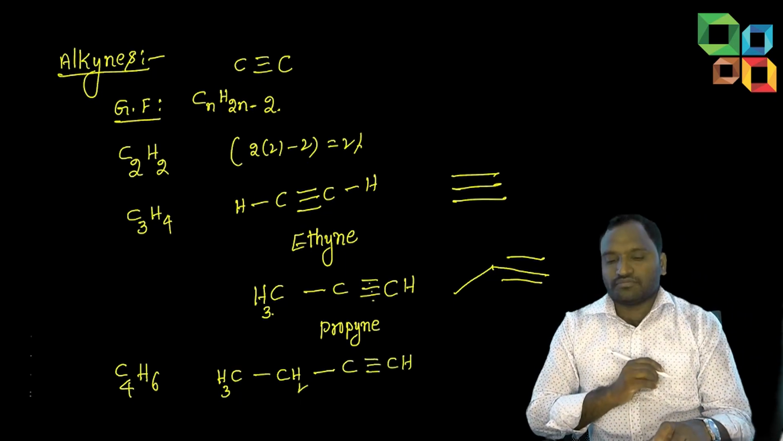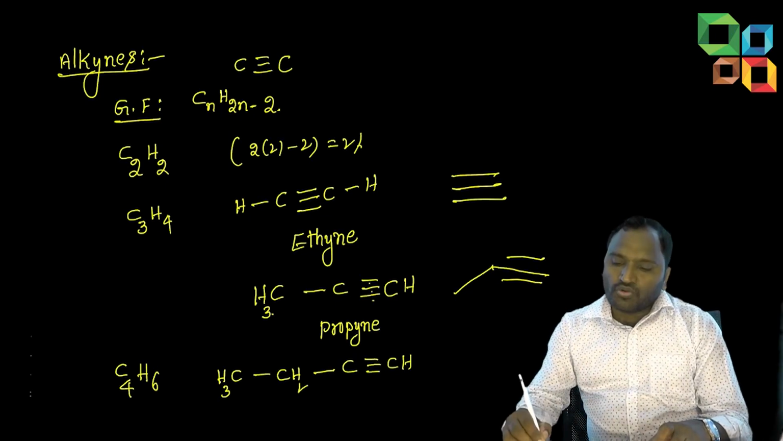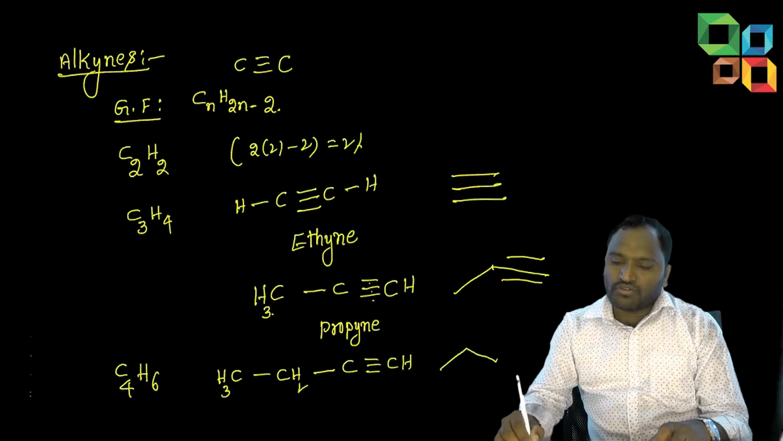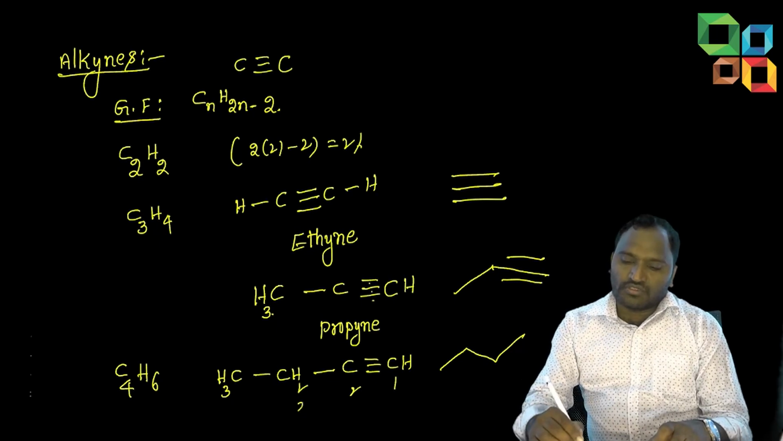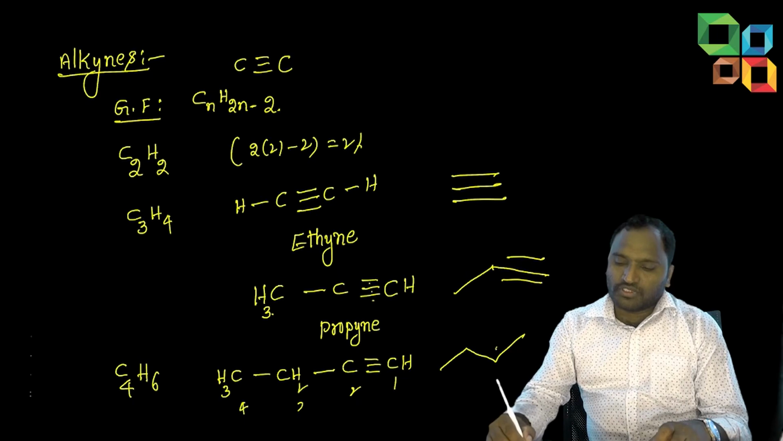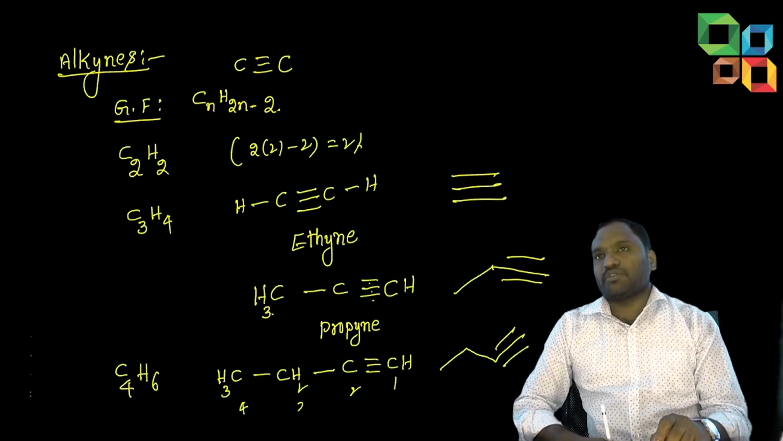Butane. See, how to draw this line structure? First, butane: you draw first, second, third, fourth carbon. So the first and second carbon atoms contain a triple bond. Over.